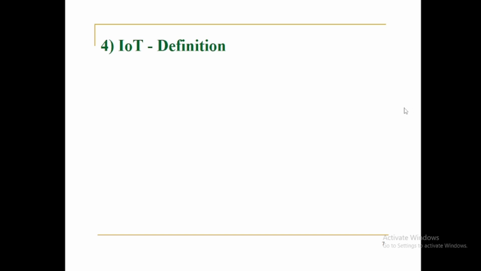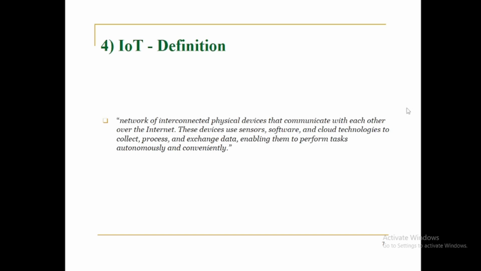So we can define IoT as a network of interconnected physical devices that communicate with each other over the internet. These devices use sensors, software, and cloud technologies to collect, process, and exchange data, enabling them to perform tasks autonomously and conveniently.